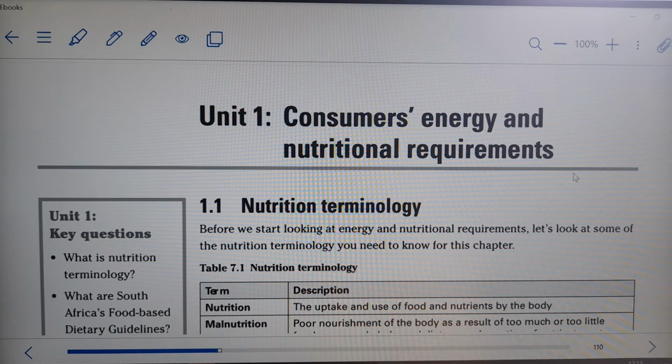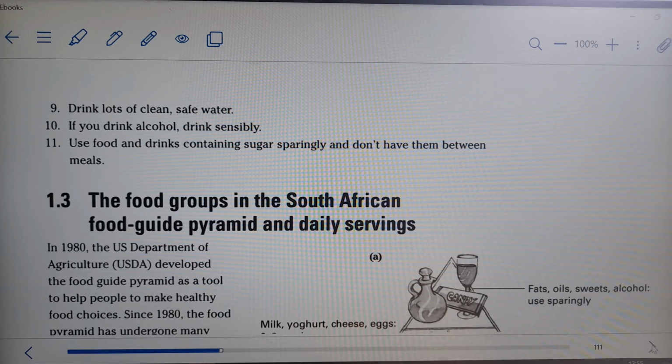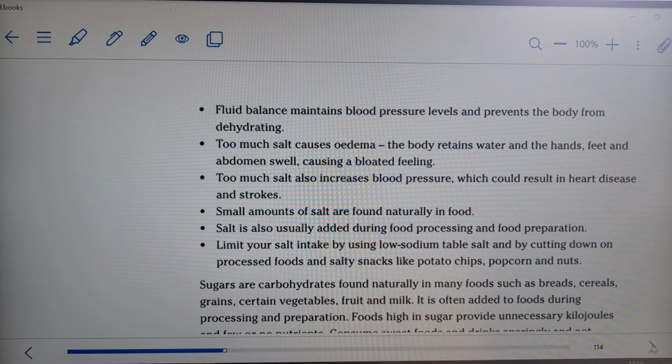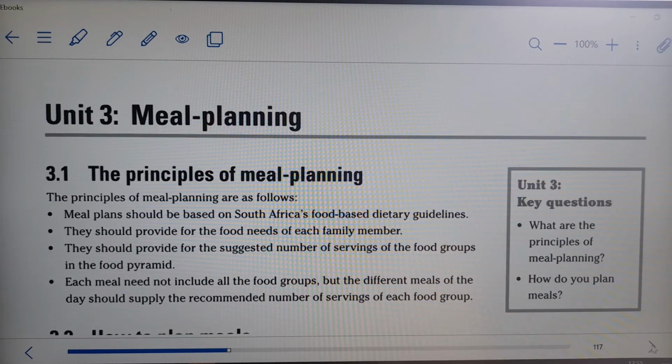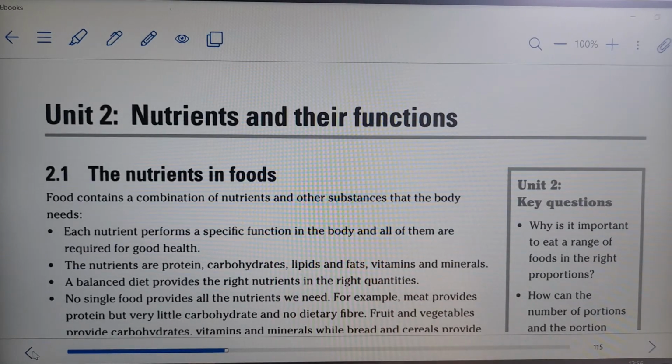Hello again. In our previous lesson, we covered, under food and nutrition, unit number 1, which talks about the consumer energy and the nutritional requirement. We have gone through all food types, and today we are going to look at unit number 2, which talks about nutrients and their functions.